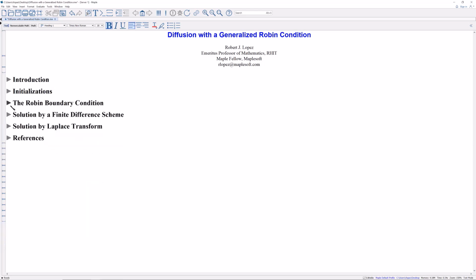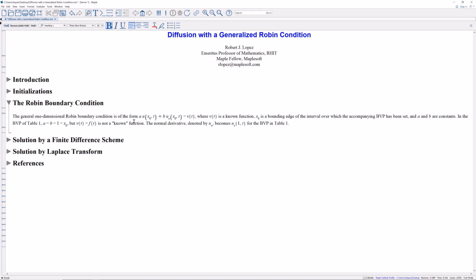Let's say a word or two about the Robin boundary condition. In general, the condition is of this form. U is the quantity being diffused. So you have U here. This is the normal derivative, and this is the location where this is taking place. This is a driving term. Typically, it's a known function, but for us, in this problem, it's not known directly. A and B are constants. In this Table 1, the problem there has A and B equal to 1, and that's at x equal to 0. So this is a 1 here, and this function is not known. We have to calculate it.